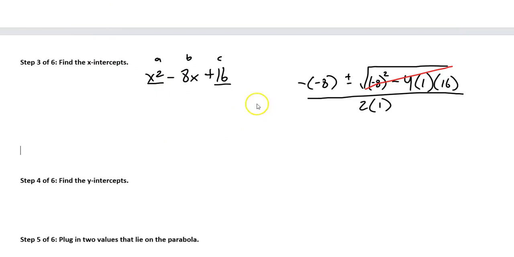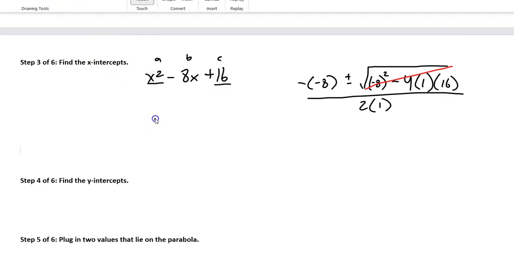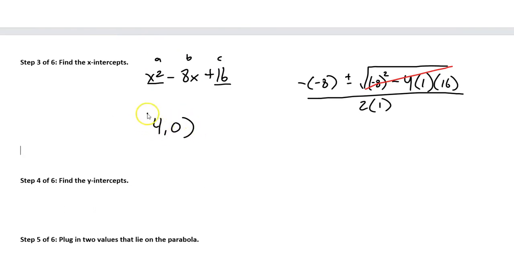Let's go ahead and write that out. The x-intercept is going to be 4, 0. Let me write that out. It'll be 4, 0.